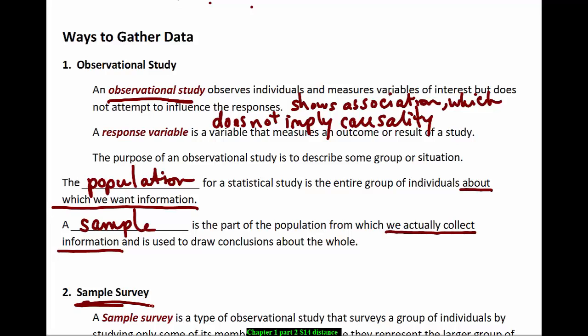However, if I asked them how much they weigh without actually observing their weights myself, they provide their data to me, I ask them how much they weigh, and they tell me how much they weigh, then we're in the special type of observational study, the sample survey. So a sample survey is a special type of observational study where the individuals provide their own data. So we say sample because we're using a sample from the population, and survey because those individuals are providing their own data.